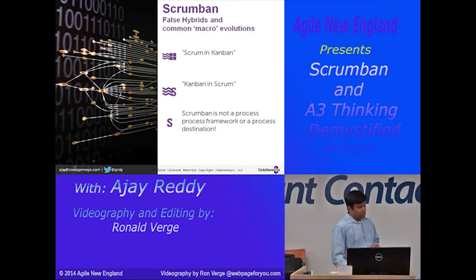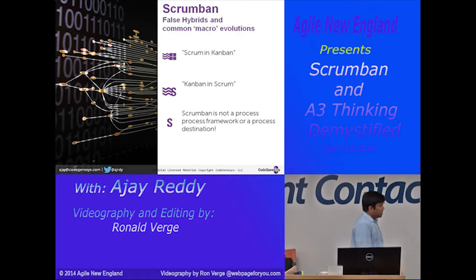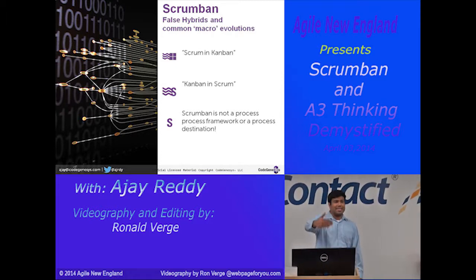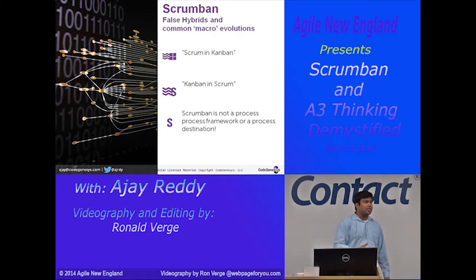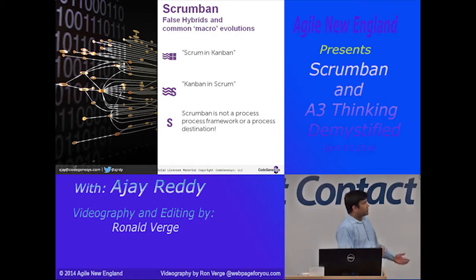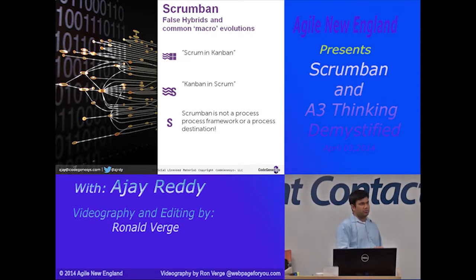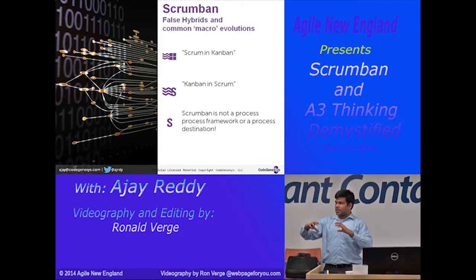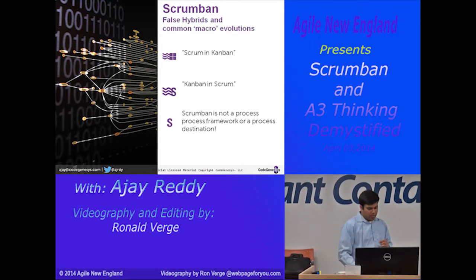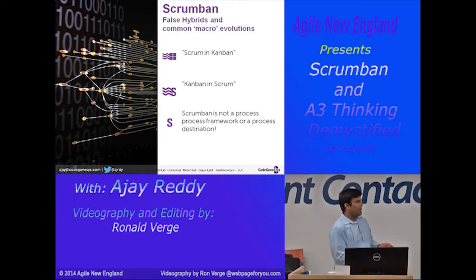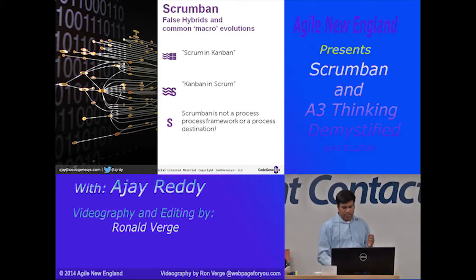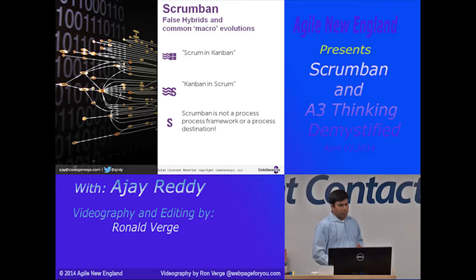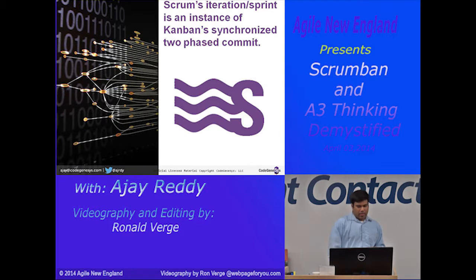Unfortunately, what's happening in the industry is these false definitions that are out there. When you define Scrumban to be a process destination or a process framework in and of itself, that's when you get these false hybrids. And these common false hybrids include Scrum and Kanban, one of the false definitions. When you have Kanban as a process framework, and then Scrum, when you're practicing Scrum in it, that's when you get Scrum and Kanban. Another one, Kanban and Scrum. So when you apply flow within an iteration, right? That's what they're alluding to over here. So Scrumban is not a process framework, and that's what I hope to demonstrate, or a process destination.